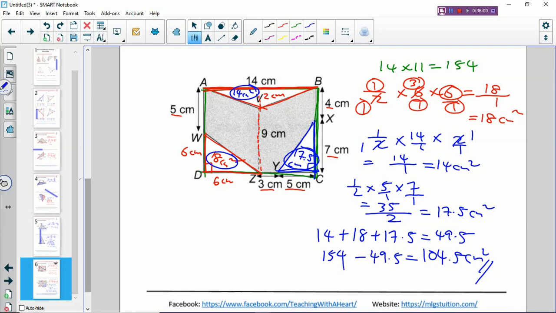And how do you get the height? By using the ruler. Use the ruler to help you to find the height of the triangle.